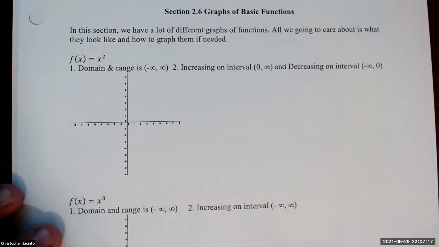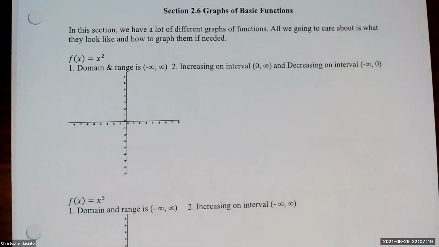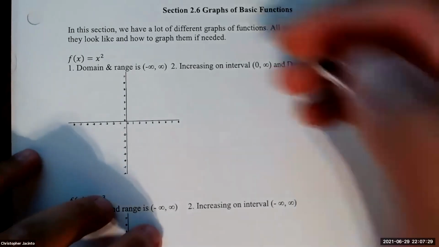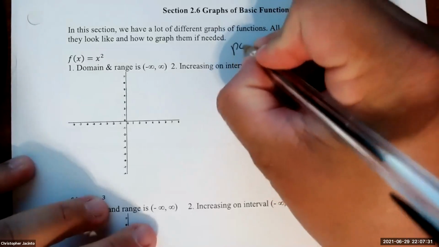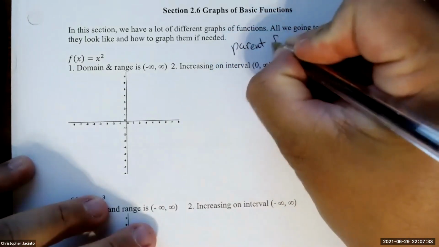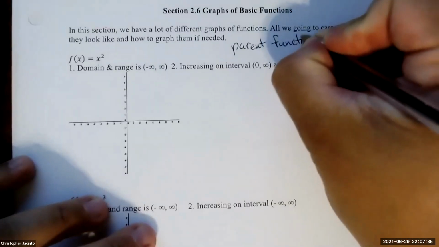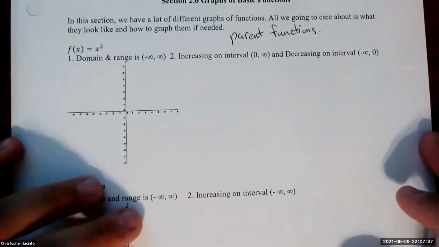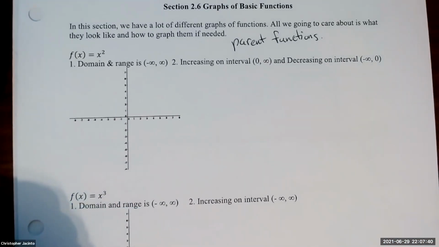All right, section 2.6, graphs and basic functions. So in this section, we're going to learn a lot of different types of graphs, okay? And just as a precursor for tomorrow, for 2.7, all of these graphs are going to be called parent functions. Again, it'll make more sense tomorrow, but for now, we'll call them parent functions.